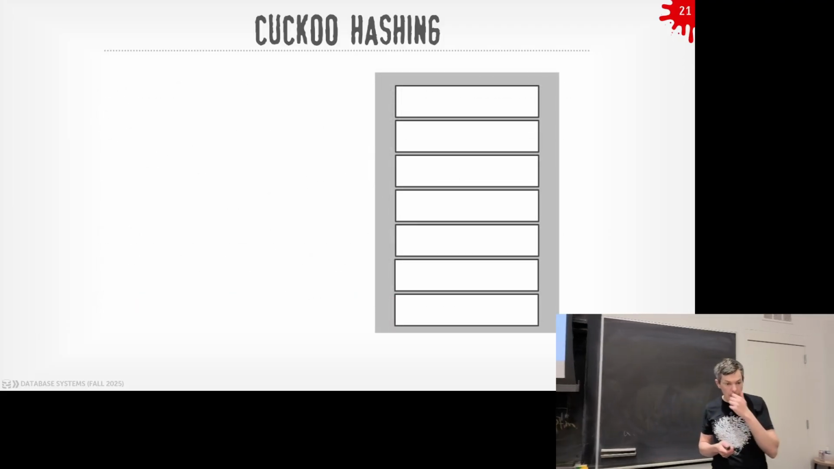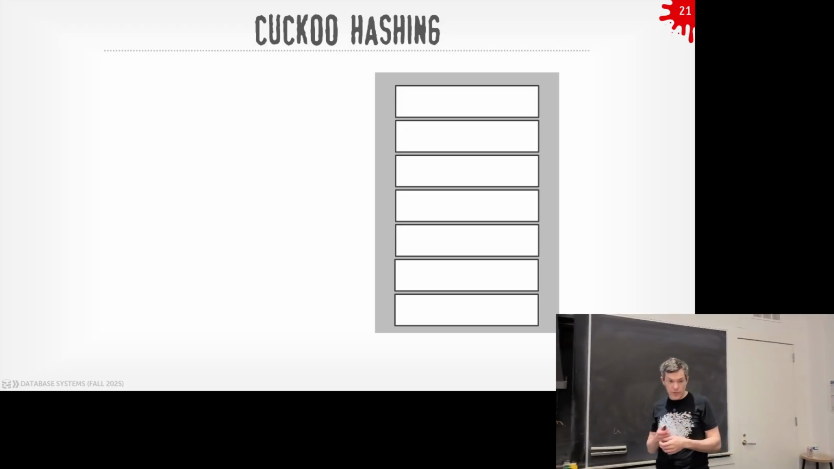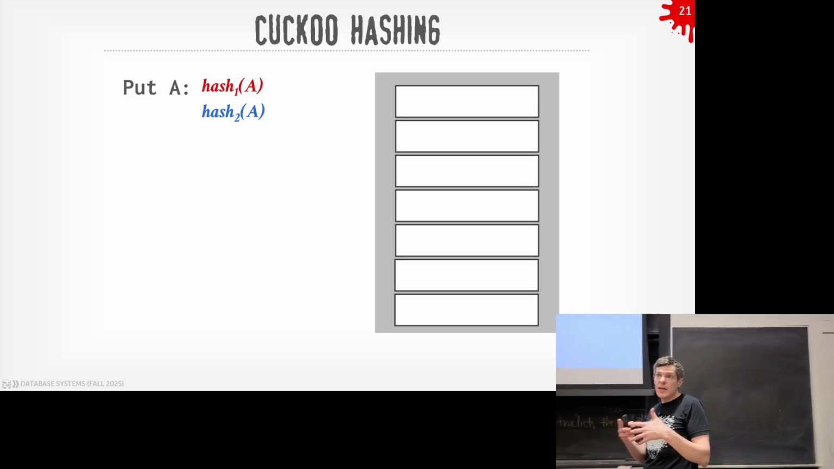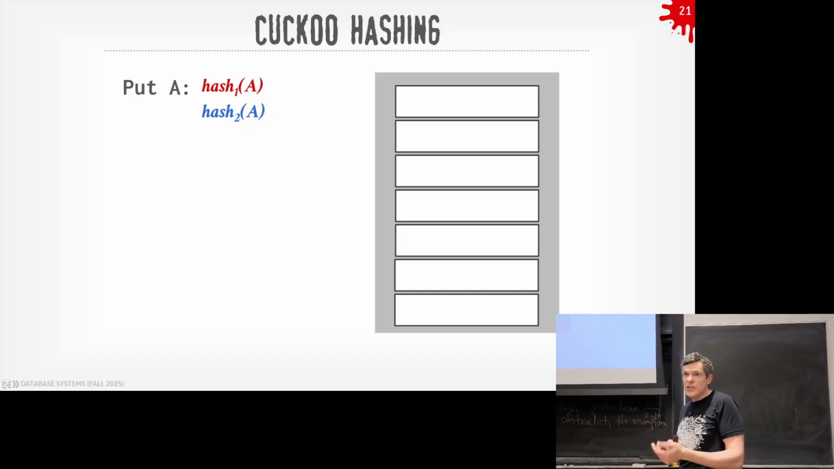So I want to put A. I have a single hash table like before with a bunch of slots. But in this case, I'm going to have two hash functions. It's going to be the same implementation, like the same rapid hash or xxHash3, just you give it a different seed so that they're going to produce different hash values.